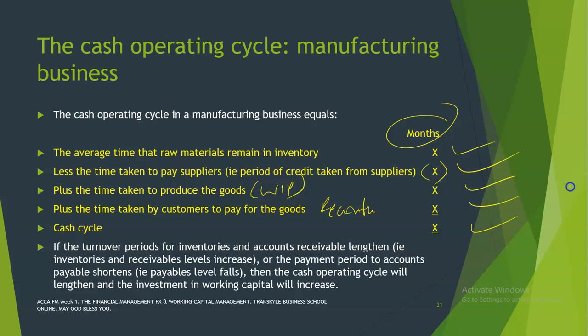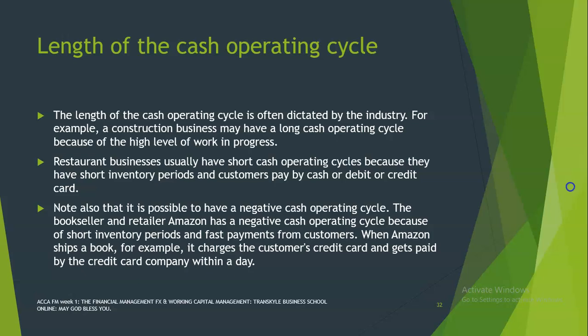So if the turnover period for inventories and accounts receivable lengthens, that is, inventories and receivable levels increase, or the payment period to accounts payable shortens, that is, the payables level falls, then the cash operating cycle will lengthen and the investment in working capital will also increase. So that is the bottom line.